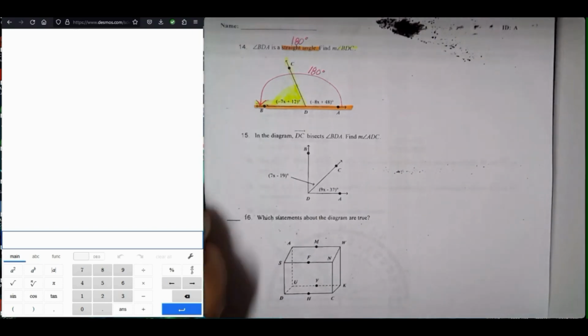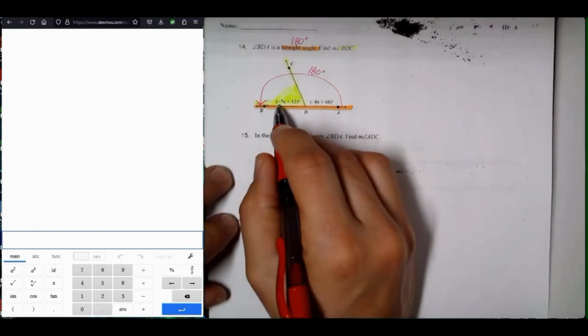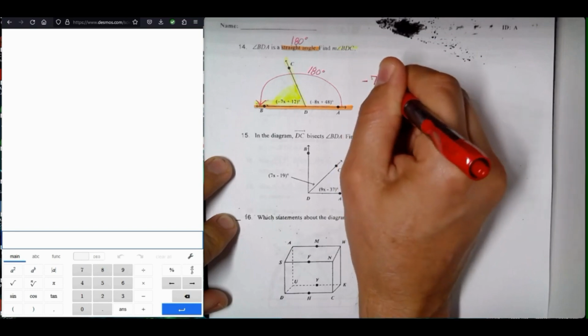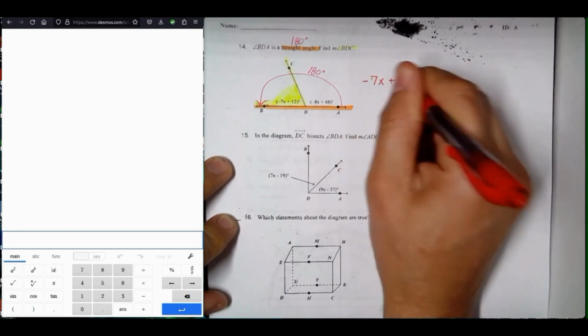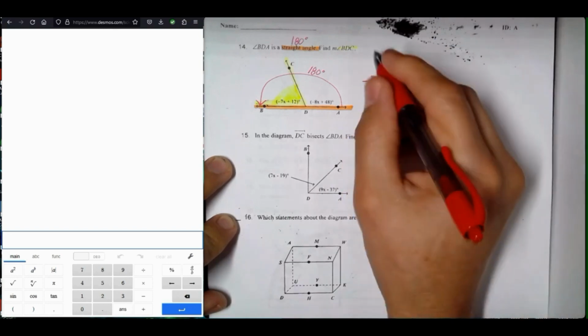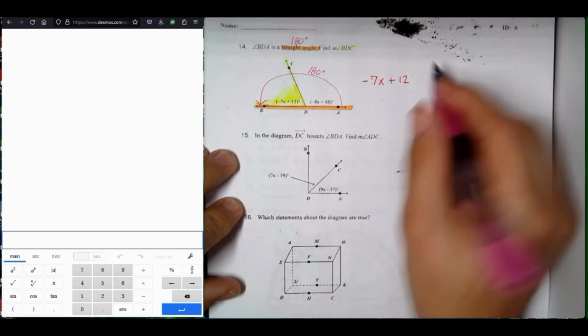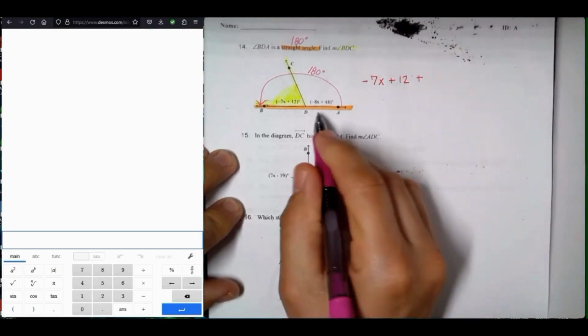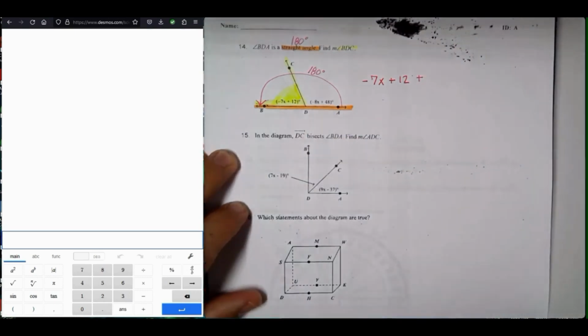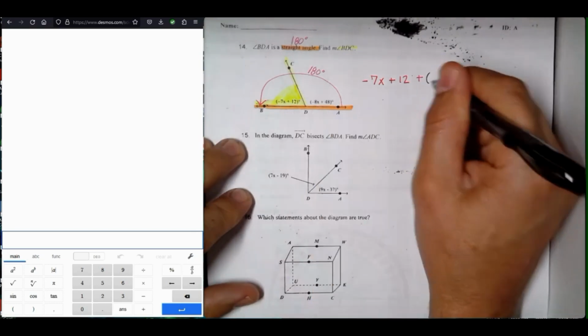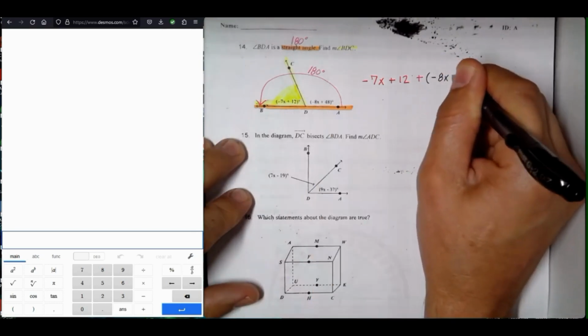So what I'm going to do is I'm going to take the information they have given us. For instance, I'm going to take this one right here. It says negative 7x plus 12. So negative 7x plus 12. And then I'm going to go ahead and add it to my second angle. And my second angle is going to be this negative 8x plus 48. So I'm going to go ahead and put that in parentheses, negative 8x plus 48.